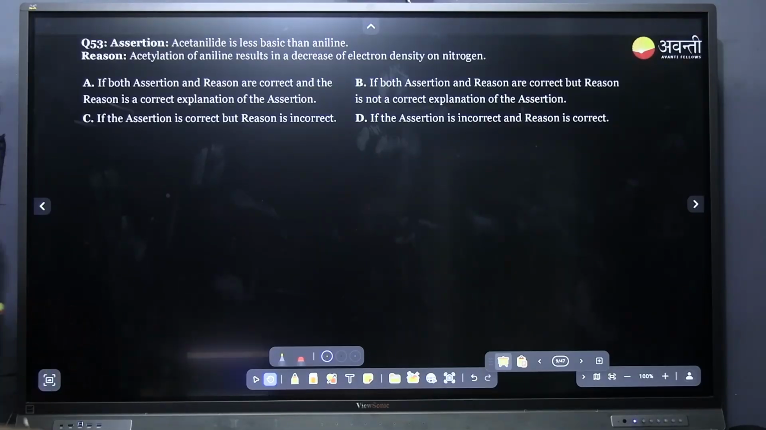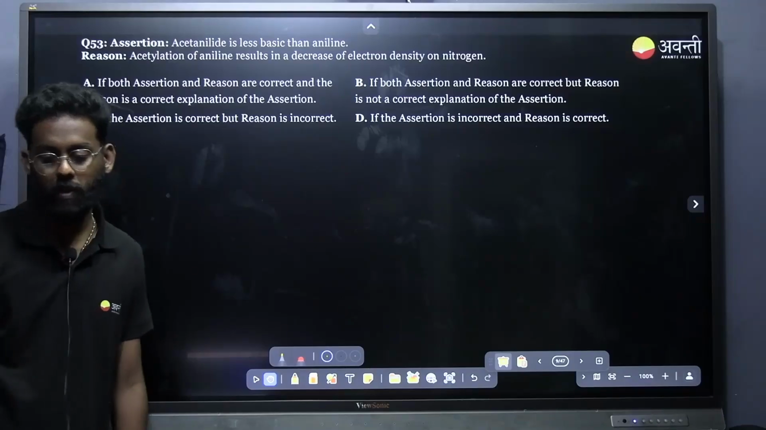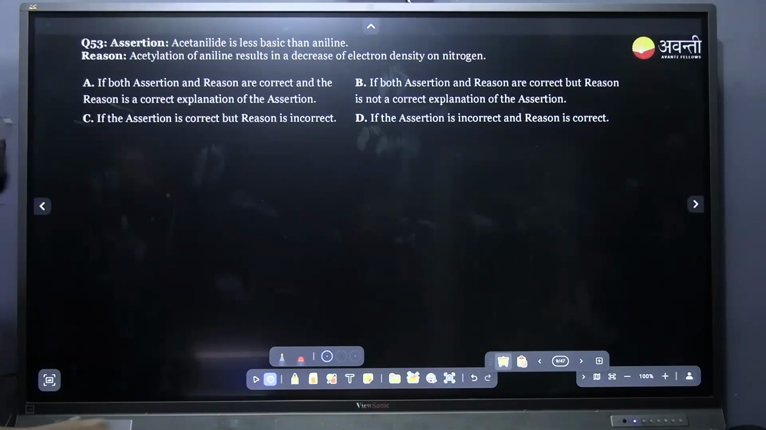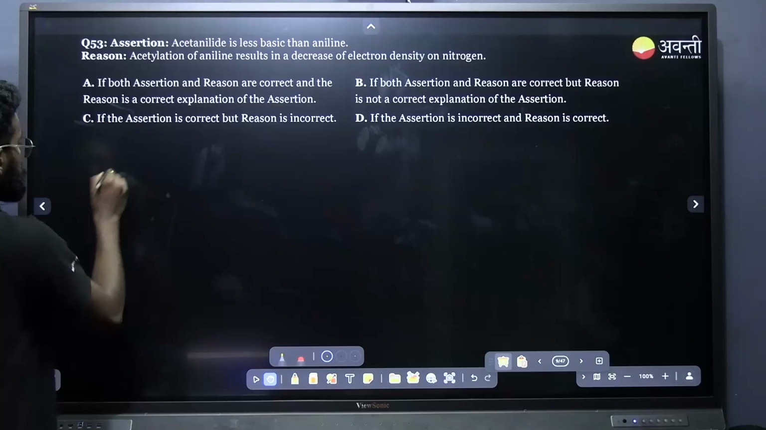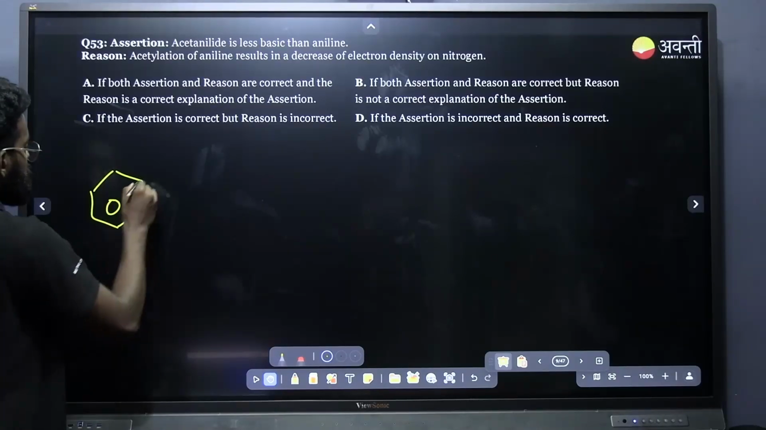Okay, we can see it. Anybody have any other opinion? We can see it, no problem. Okay, first of all, just know the structure of acetanilide. What is the structure of acetanilide?